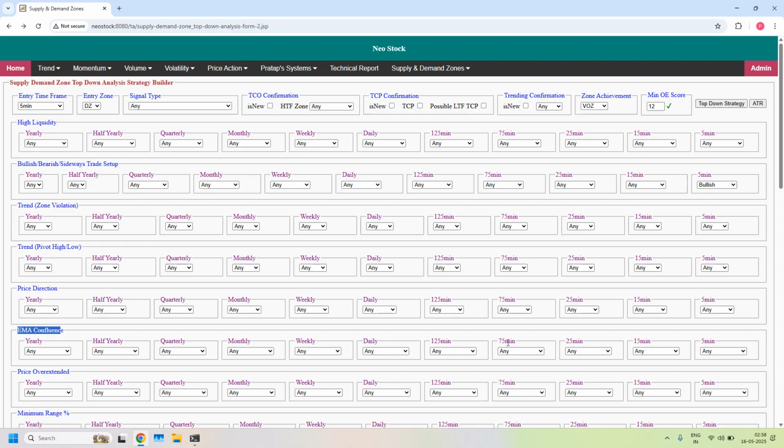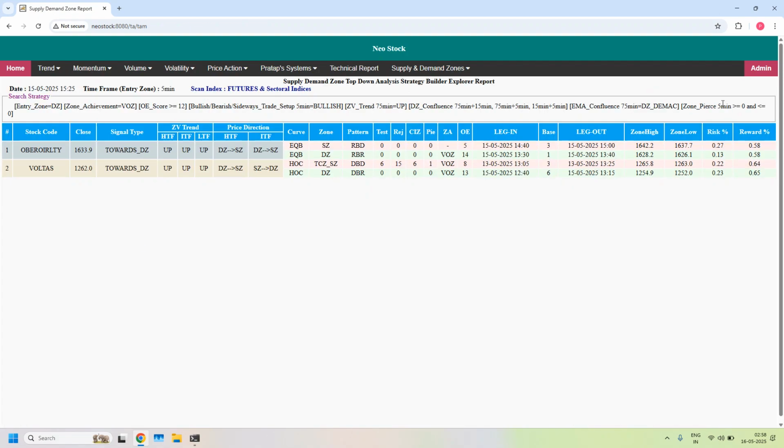So in the EMA confluence at 75 minutes, I am checking 75 minutes demand zone having daily EMA confluence. At the same time, the trend on the 75 minutes demand zone should not be sideways, it should be uptrend because it is a bullish trade setup. 2 stocks are filtered. So these 2 5 minutes demand zones might have higher probability. So this is the bullish trade setup for hourly income trade.